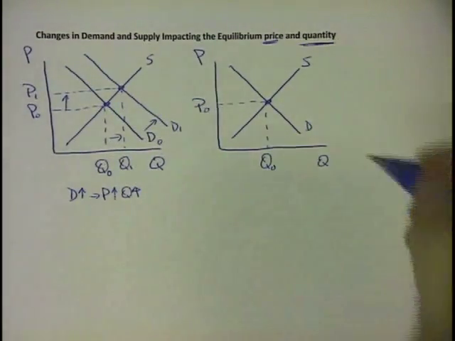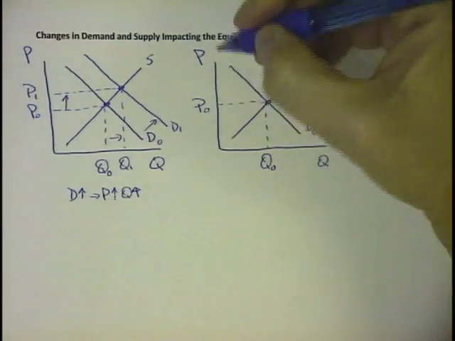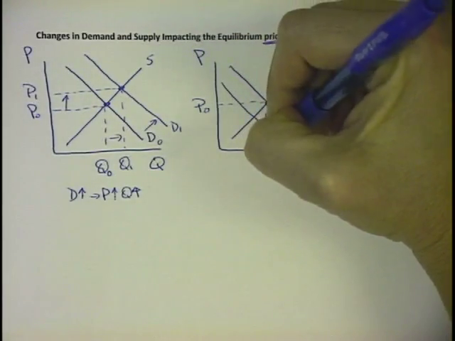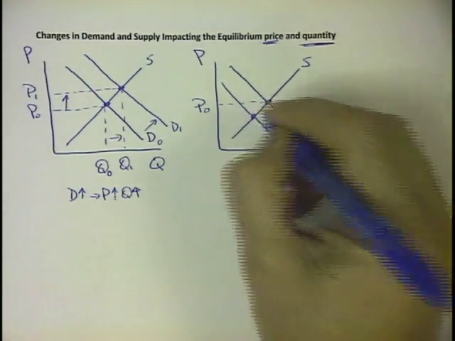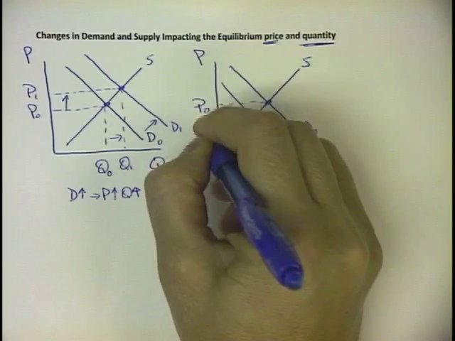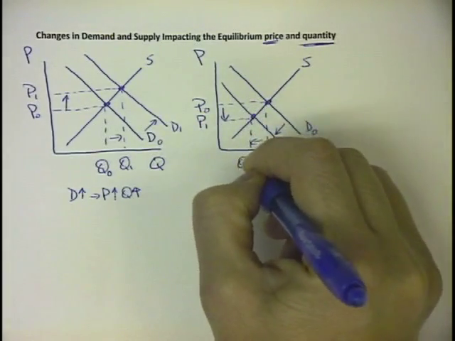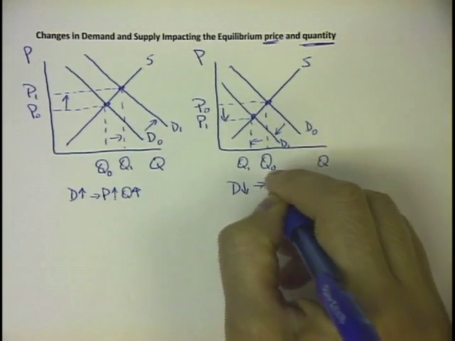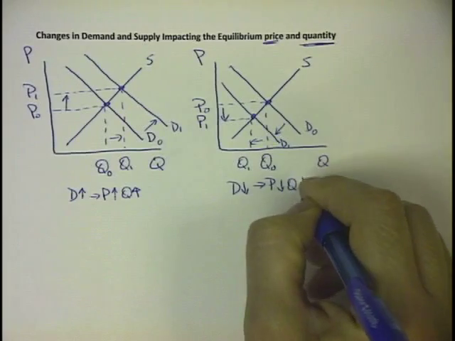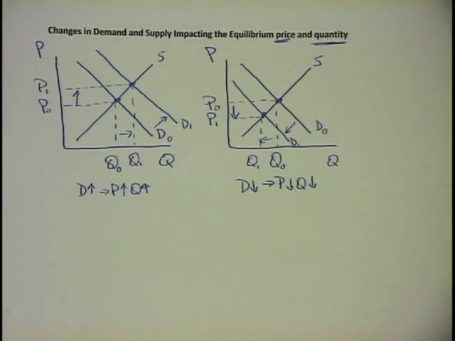If we have a decrease in demand, fewer consumers, for example, demand will decrease. What happens? Here's our new equilibrium. Price goes down and quantity also goes down. So if demand decreases, price decreases, quantity decreases. That's what happens when demand changes.